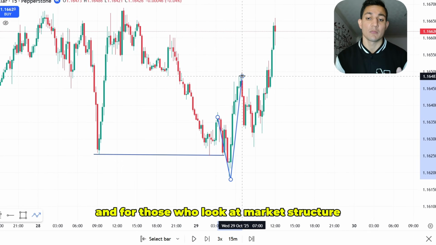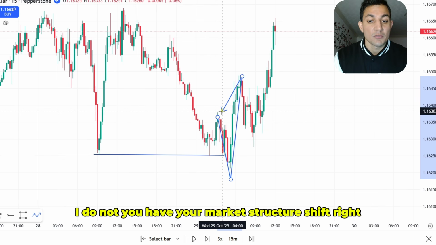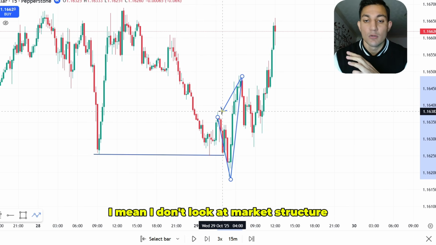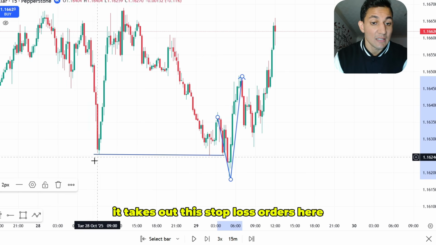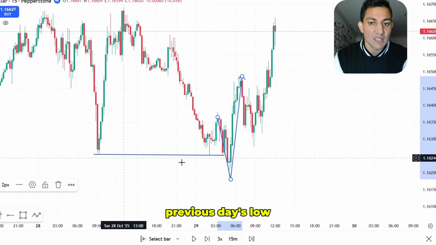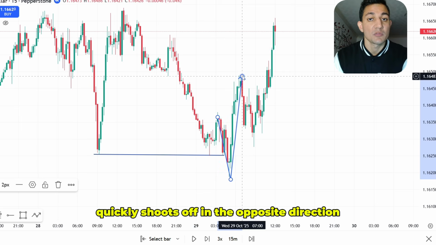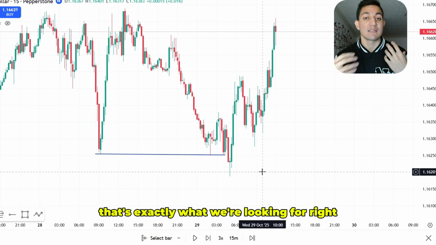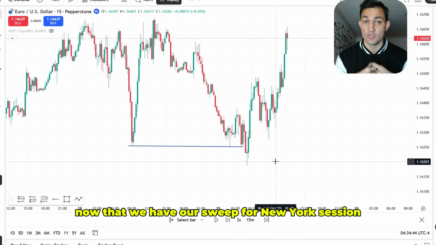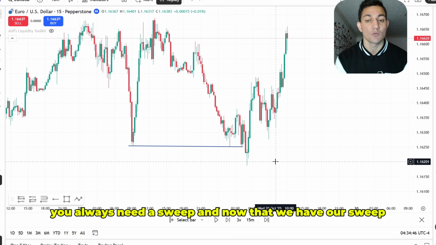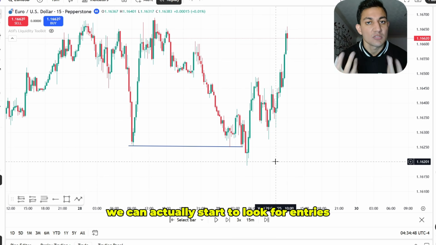And for those who look at market structure, I do not. You have your market structure shift, right? I don't look at market structure, but can you see in logic, in price action, price comes down, it takes out these stop loss orders here, previous day's lows, and quickly shoots off in the opposite direction. That's our liquidity sweep. That's exactly what we're looking for. We have our sweep. Now that we have our sweep for New York session, and for any session, you always need a sweep. And now we can start to look for our entries.